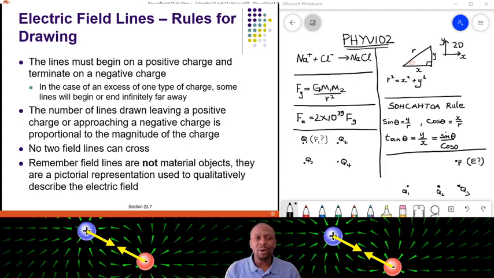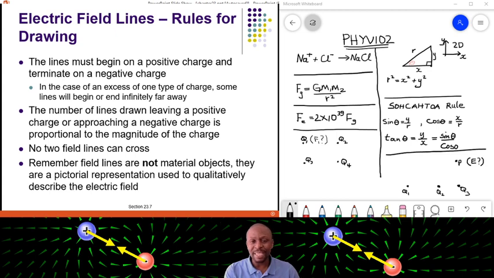Now there are rules on drawing this field line. The lines must begin on a positive charge and terminate on the negative charge, as we have seen. Now, the number of field lines drawn leaving a positive charge or approaching a negative charge is proportional to the magnitude of the charge. No two field lines can cross each other.